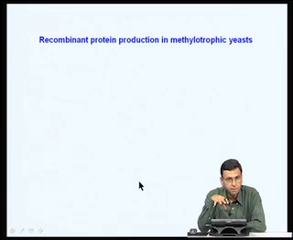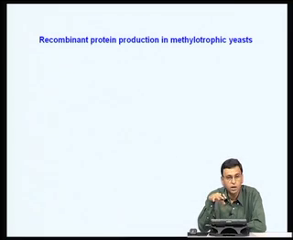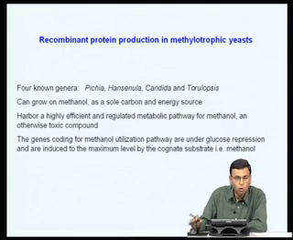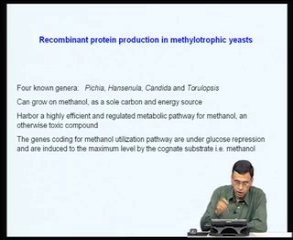Now, having looked at Saccharomyces cerevisiae, let us spend some time on what kind of expression vectors are available if you want to choose a methylotrophic yeast. Now, what are methylotrophic yeasts? There are at least 4 well characterized genera called Pichia, Hansenula, Candida and Torulopsis.